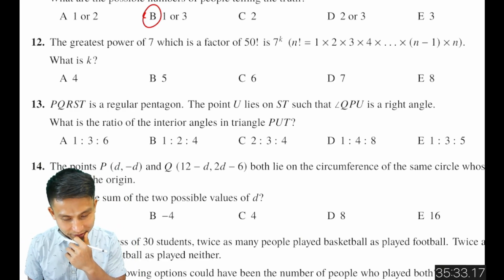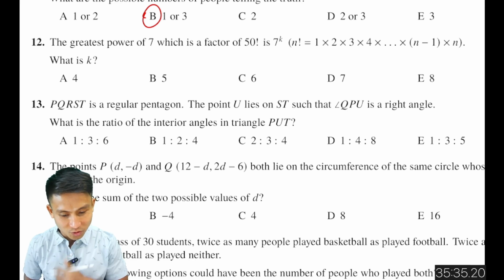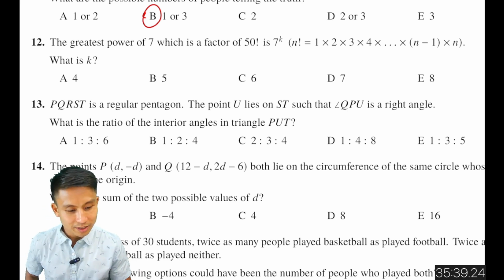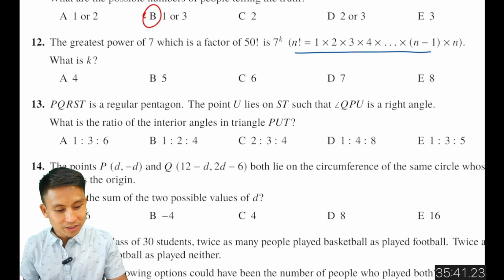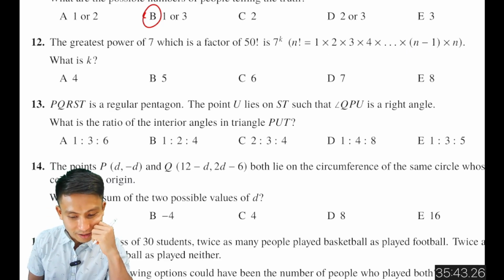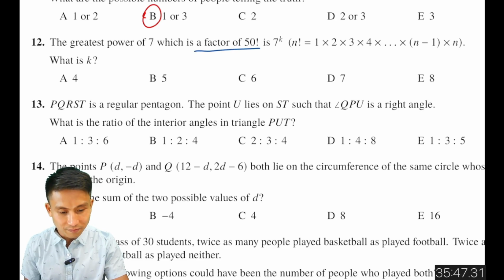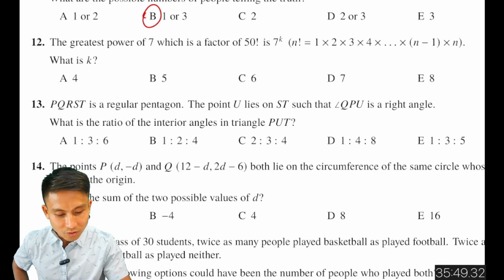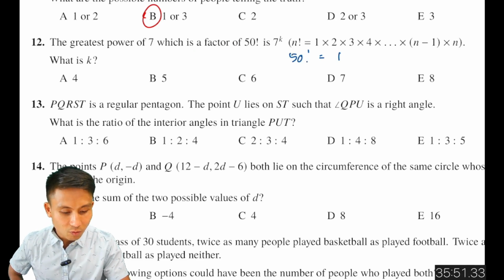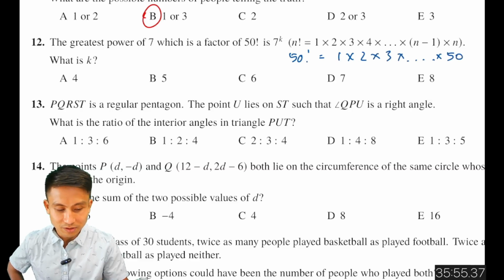The greatest power of 7, which is a factor of 50 factorial. Okay, so this is just the definition of factorial. You should all know that. A factor of 50 factorial. So 50 factorial is basically 1 times 2 times 3 times and so on, and then the last one is 50.